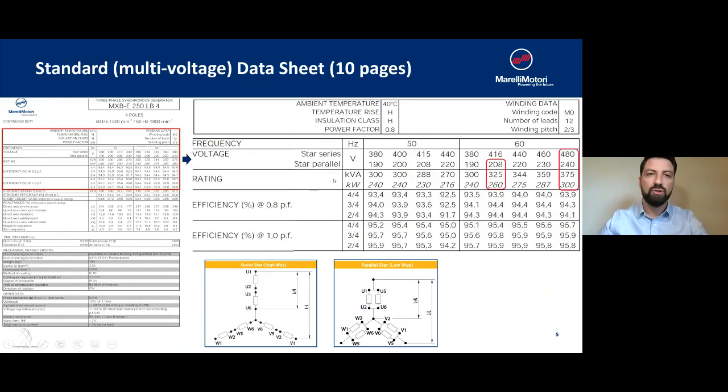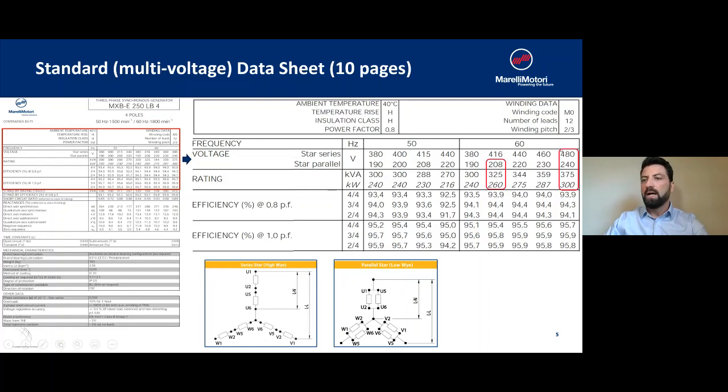Looking at our standard datasheet, the multi-voltage datasheet, your data is going to be based on an ambient temperature of 40 degrees C, temperature rise with insulation class H, and a power factor of 0.8. They're divided in frequency of 50 Hz and 60 Hz. There are two basic connections, the star series connection or the high Y, you can see the configuration down here, and the star parallel, which is the low Y, you can see the connection right here.